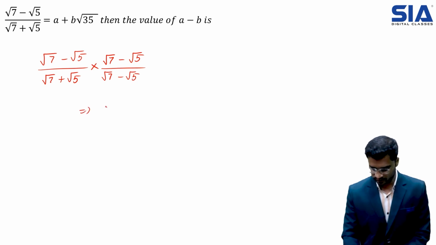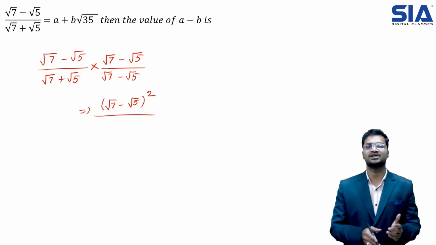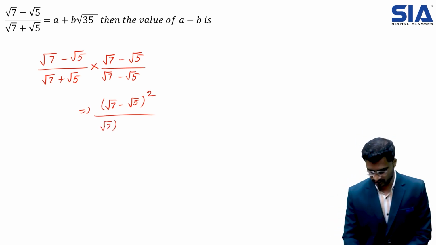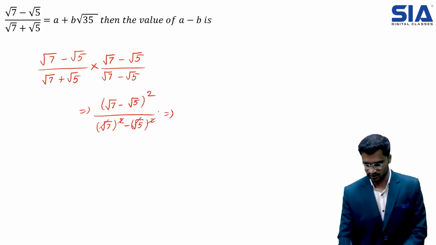So after solving, we get (root 7 minus root 5) whole square in the numerator, but in the denominator we are getting (a plus b) into (a minus b). So a plus b into a minus b becomes what? A square minus b square. So root 7 whole square minus root 5 whole square. Square and root get cancelled. In numerator we are left with root 7 minus root 5.